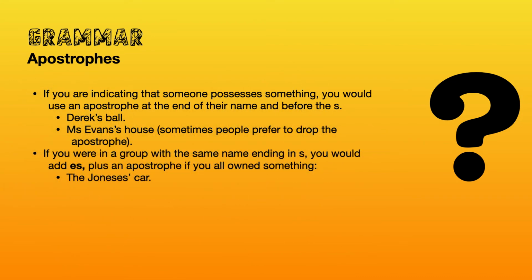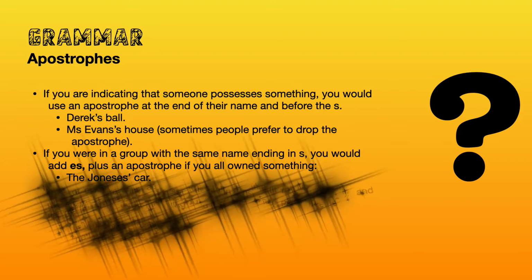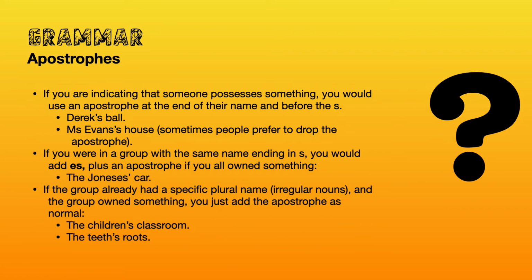If you were in a group with the same name ending in S, you would add ES, and then if you all own something, you would then add the apostrophe. So the Joneses' car, for instance. If the group already had a specific plural name, which is called an irregular noun, so things like children, teeth, feet, and the group owns something, you just add the apostrophe as normal. The children's classroom, the teeth's roots, the feet's socks. That would probably work as well. Let's move on then. Still a lot to get through.